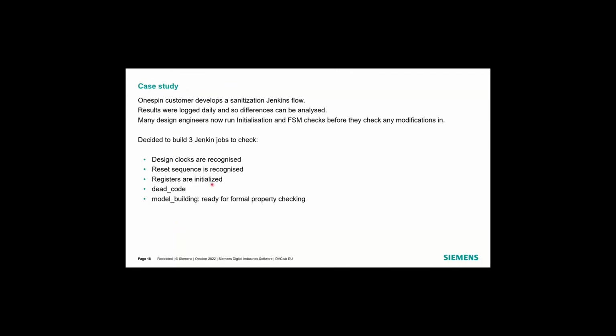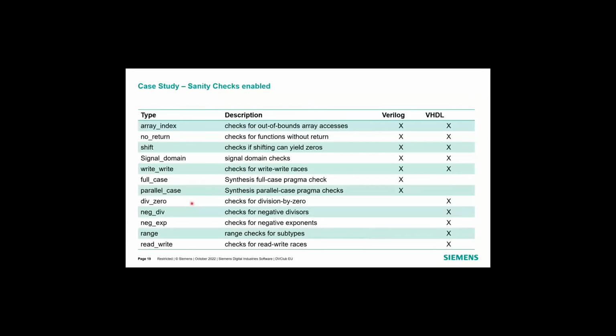One of our customers did exactly that and built a sanity Jenkins flow. They check the setup is correct, they check for dead code, they check for model building issues, and these are the tests that they come up with to run in their Jenkins sanity procedure. The array index, no return, and so on and so on.